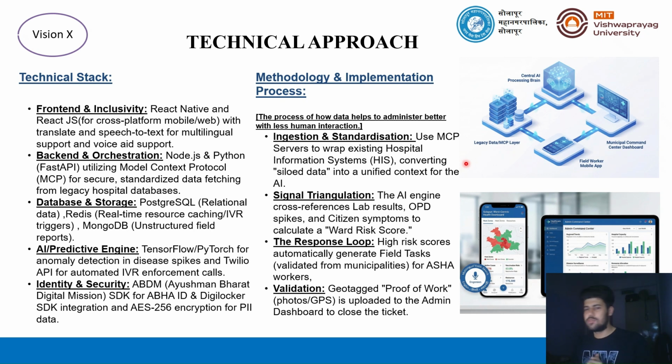Next part is the AI engine, which basically uses lab results, OPD spikes, and citizen symptoms of a singular area to generate a score for how much disease spread or what kind of risk there is in the society. Let's say there is a high score, so the third loop, that is the response loop, comes in, which is basically for a high risk area.